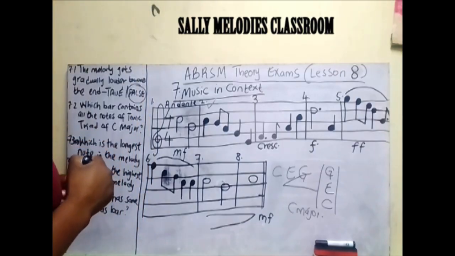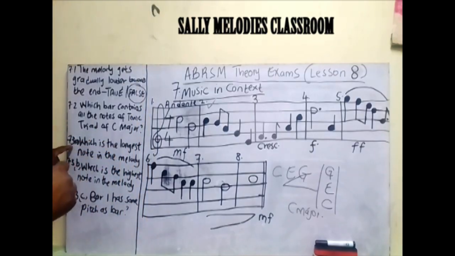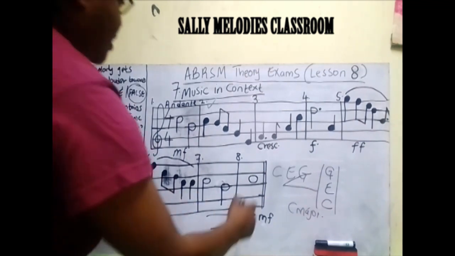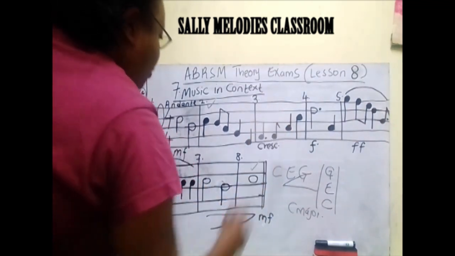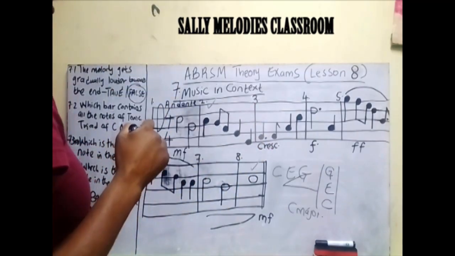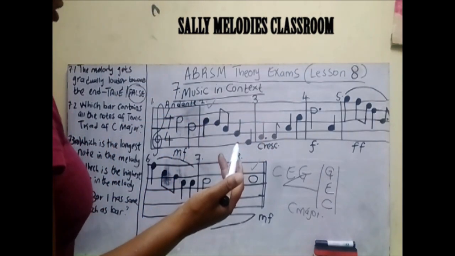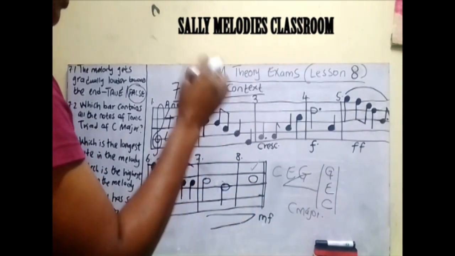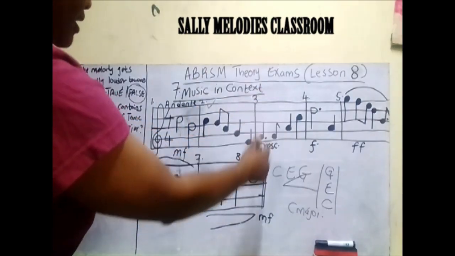And then we come to question 7.3, which has got 3 questions. 7.3a. Which is the longest note in the melody? Some things you only have to use your eyes. It is a semibreve. You will have that section where you are going to click the answer. You are going to have like 4 choices. Minim, semibreve, quaver, semiquaver. So the longest note here is the semibreve.